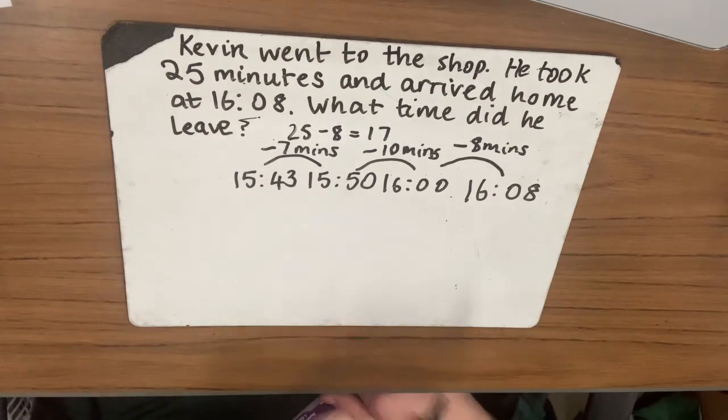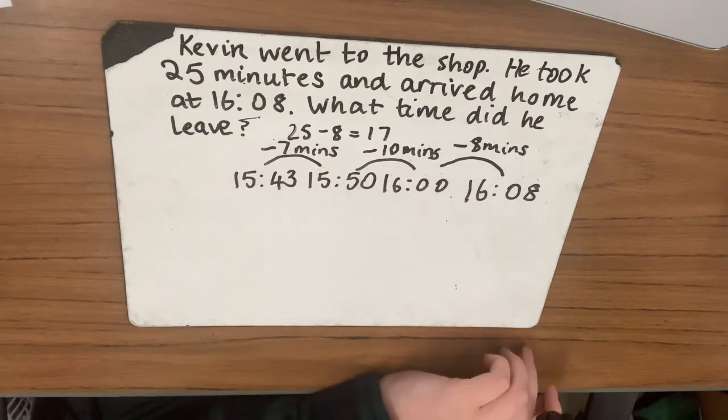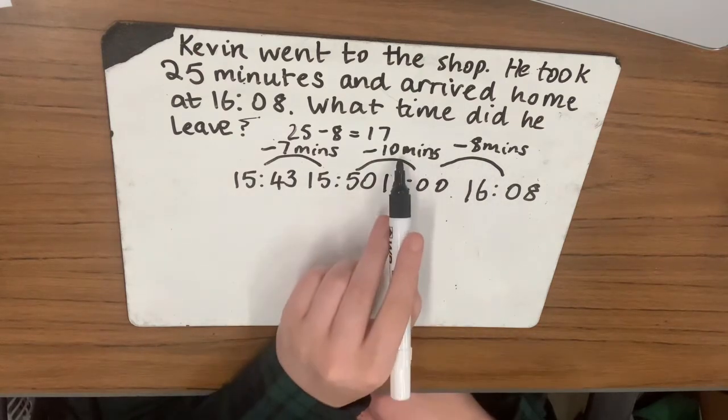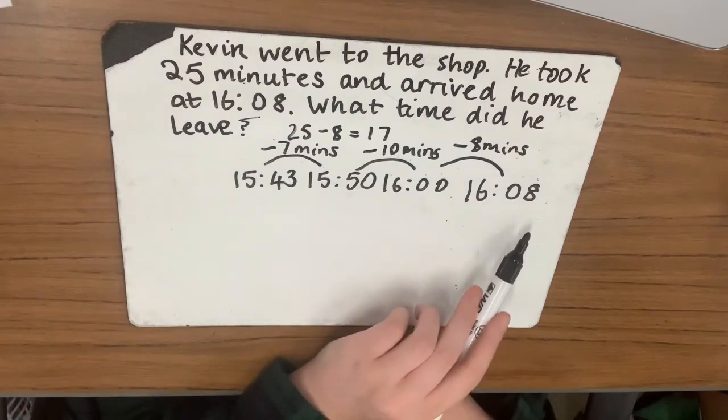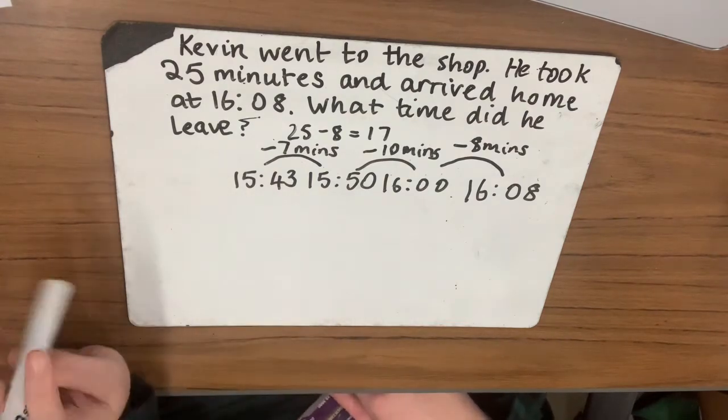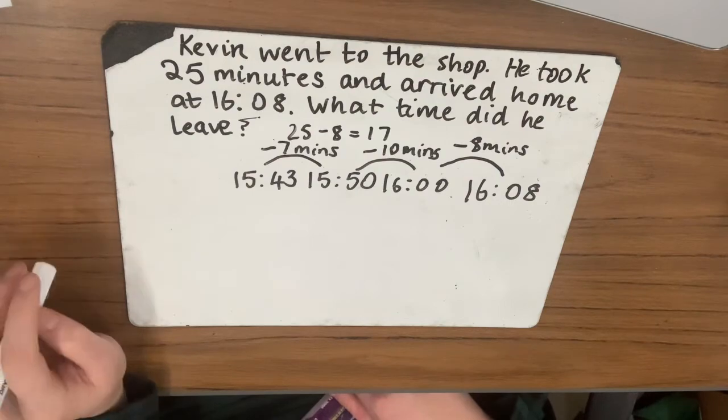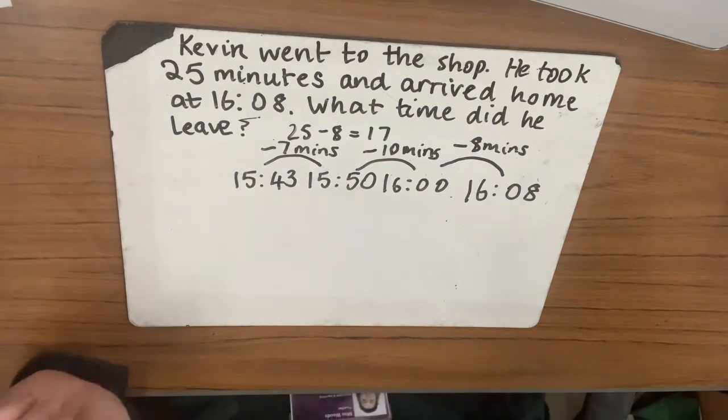Let's check we've done it right. We know these numbers need to add up to 25. 8 plus 10 is 18, plus 7 is 25. So we have taken away 25 minutes. Kevin must have left the house at 15:43 or 3:43 p.m.